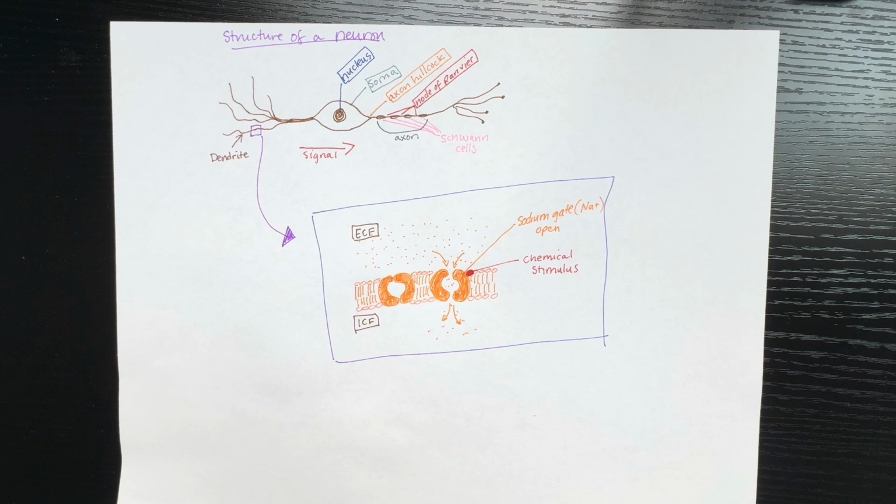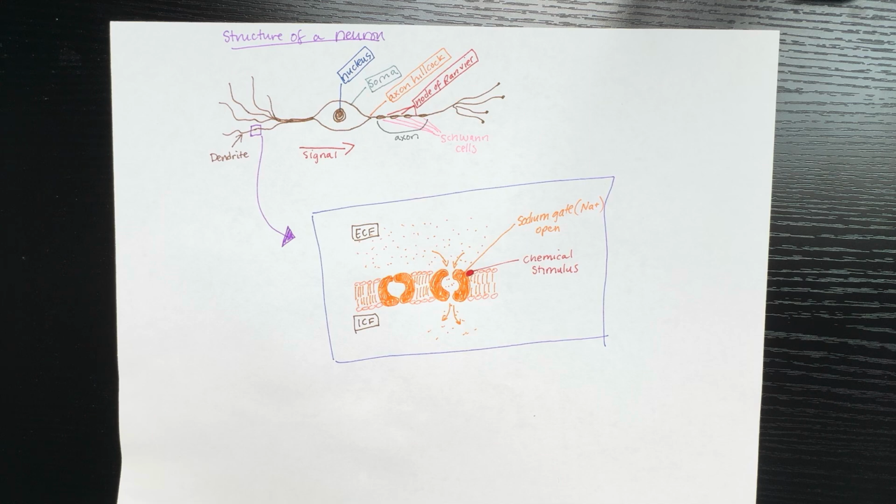Local potentials have the following characteristics. One, they are graded, which means they vary in magnitude depending on the strength of the stimulus. The more stimulation that occurs, the more sodium channels will open and the more sodium ions will enter the ICF, depolarizing the membrane to a greater and greater degree.